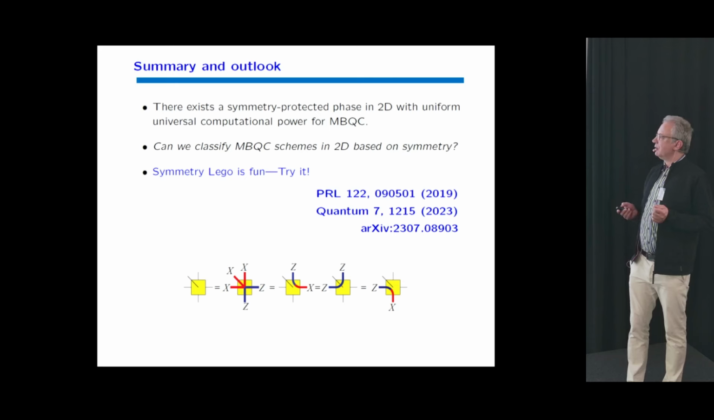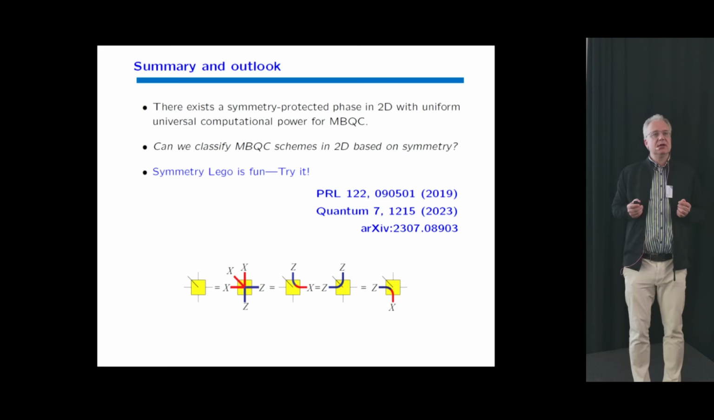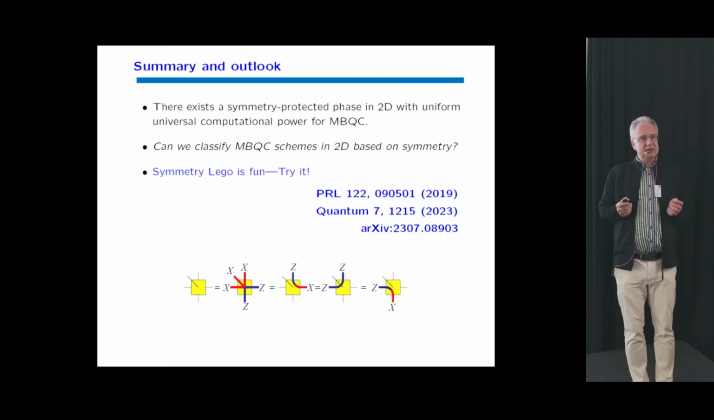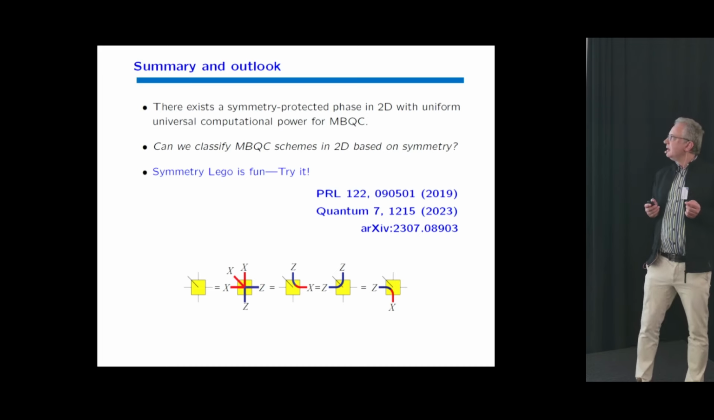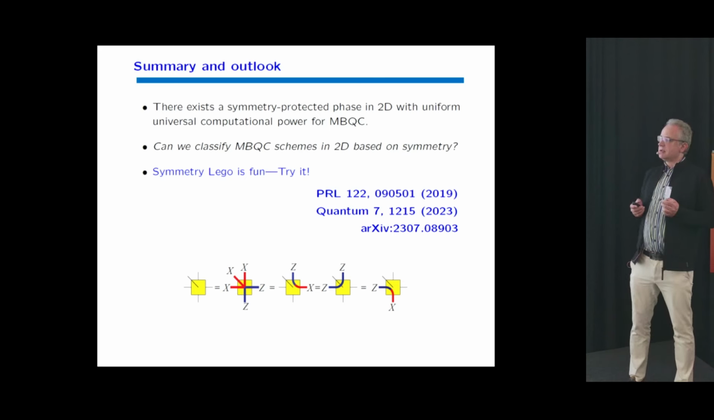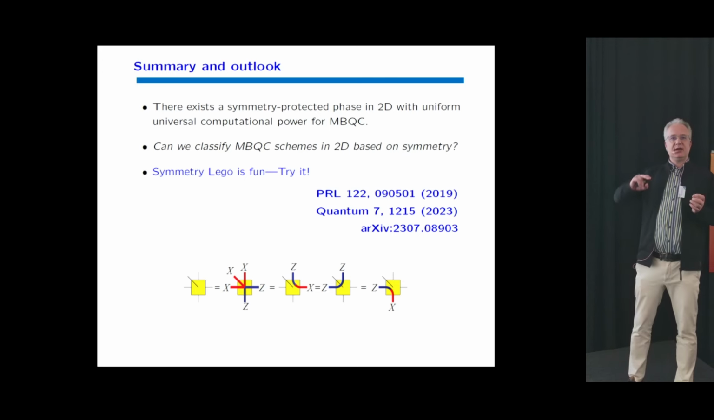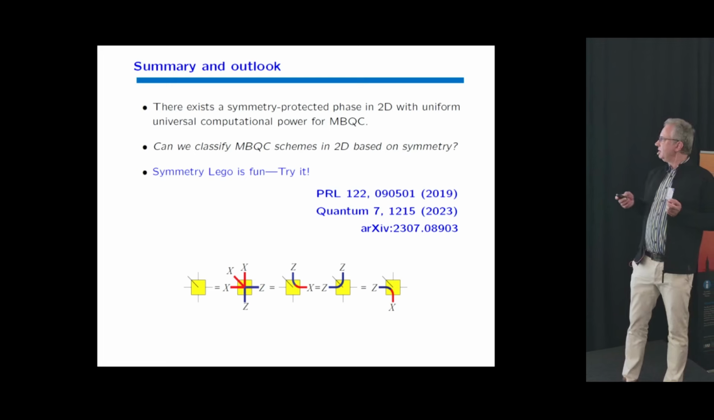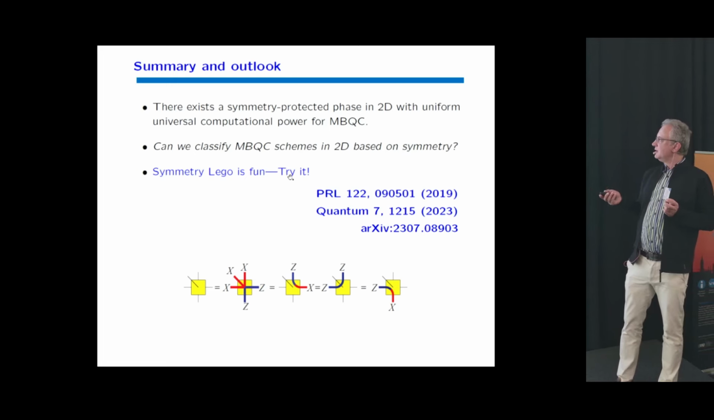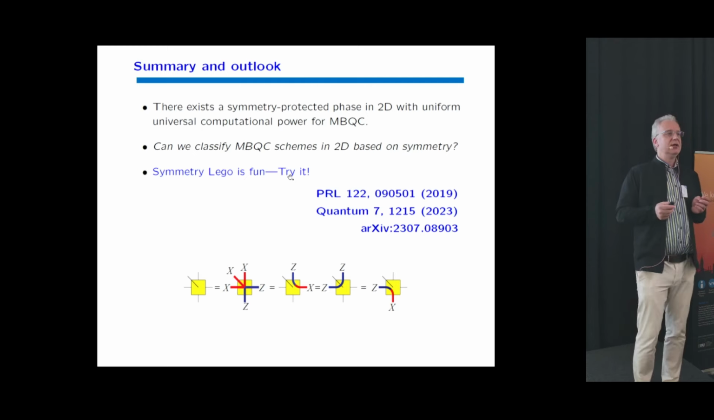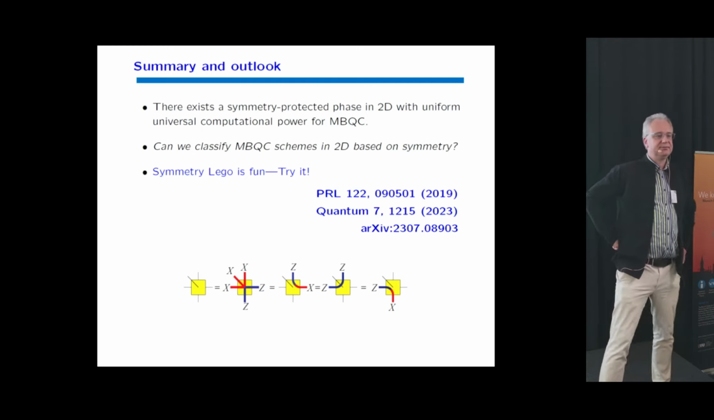Good. So now let me summarize. We have found a computationally universal phase in SPT ordered systems. So that's the problem we have solved. The classification question is completely open. And final advertisement, Symmetry Lego is fun. Try it. Thank you.